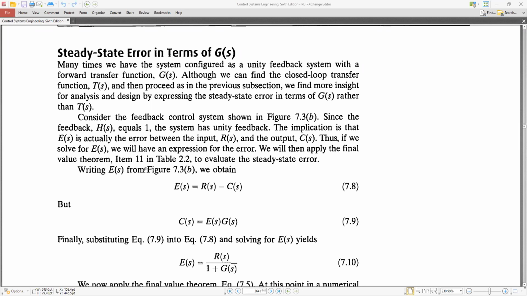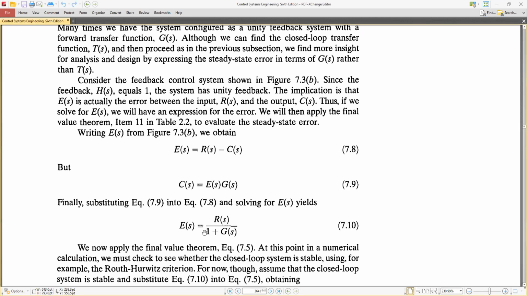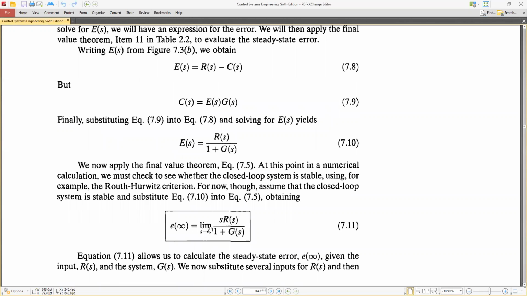So we'll then apply the final value theorem. We know that E(s) = R(s) minus C(s), but C(s) equals E(s) into G(s). So put this value here. Finally, substitute equation 7.9 into 7.8. Now put this value here instead of C(s), E(s) into G(s). So do the calculation. It would be R(s) into 1 by 1 plus G(s). Now the equation would be like this, the error equation. So we'll use this equation.